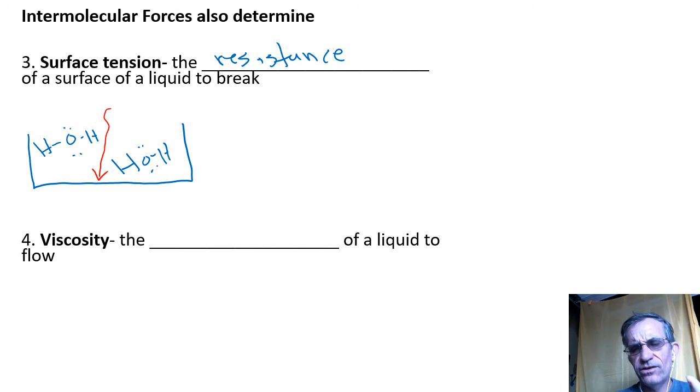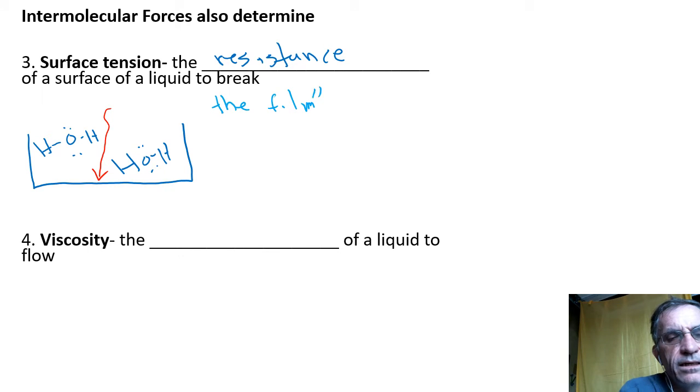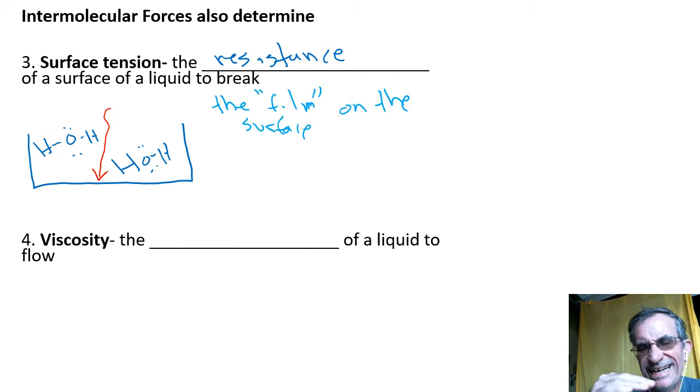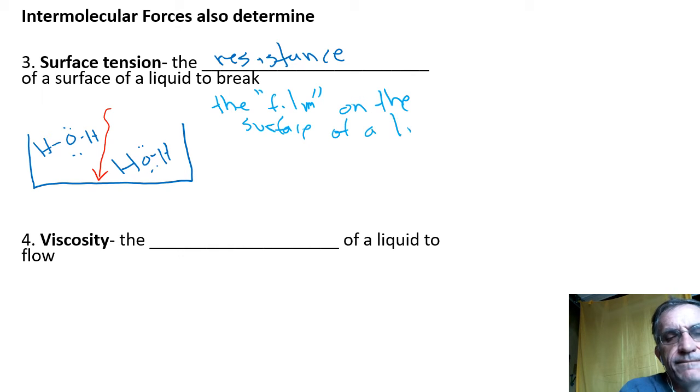If the water molecules are really close to each other, really connected to each other strongly, that's going to be hard for something to sink between. So that's kind of what surface tension is. You might hear it defined sometimes as the film on the surface of a liquid. Sometimes things tend to have a top layer that's hard to break through. The film on the surface of a liquid.